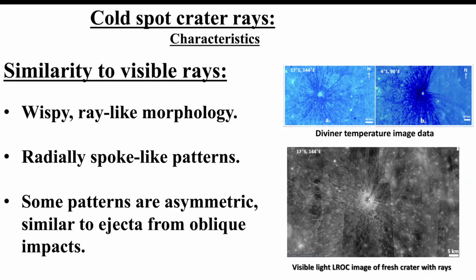Cold spot crater rays are similar to the visible rays, with a kind of wispy, ray-like morphology. They're radial to the crater. I mean, that makes sense. Spoke-like patterns. We see some examples here in the pictures. Some patterns are asymmetric as you go radially around the crater, similar to regular ejecta. So I guess that's telling us that cold spots are following maybe the impact process in general.